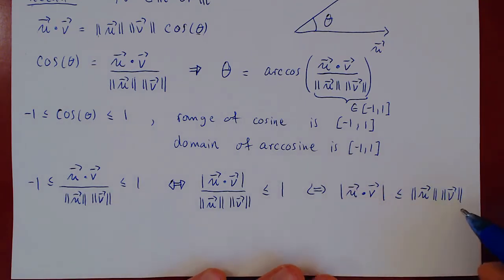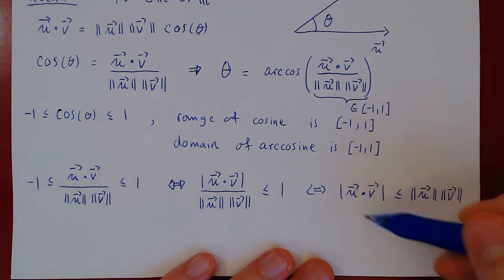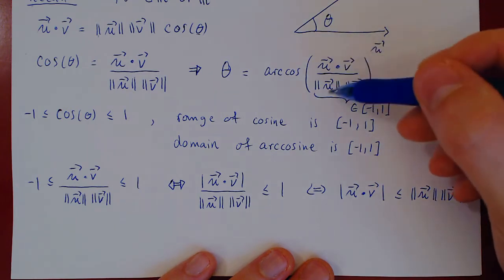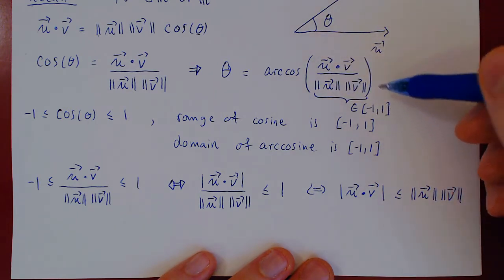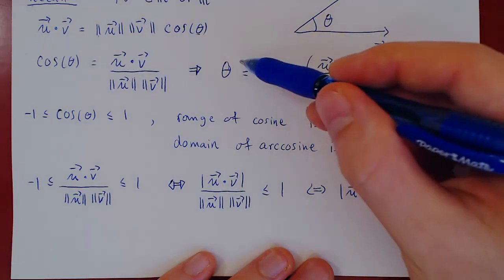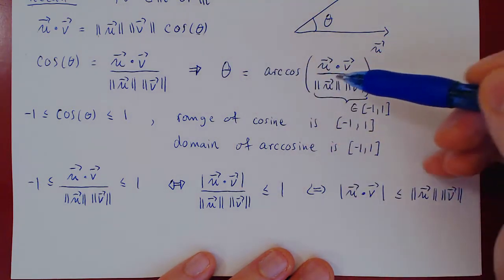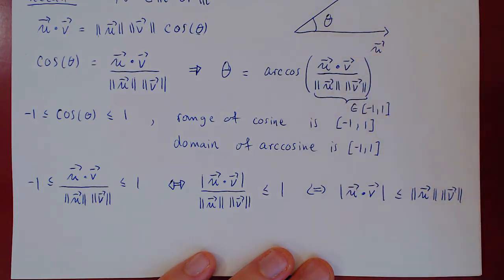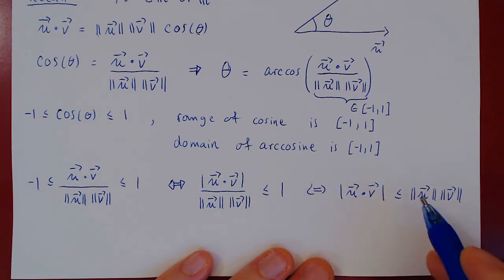The question is now, will this still be true in Rn when n is bigger than 3, say 4, 5, and beyond? If this is true, then the ratio is between negative 1 and 1 always, and so the arc cosine of this will always make sense. And so we have now the concept of angles in Rn when n is bigger than 3. But we have to prove that this inequality is true in Rn for any n.